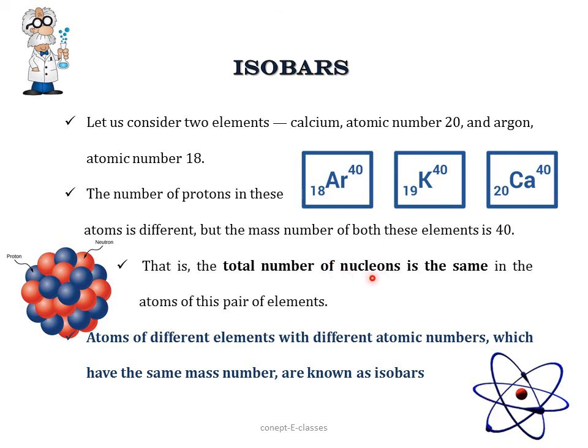What are nucleons? The number of protons plus the number of neutrons is called nucleons. So atoms of different elements with different atomic numbers which have the same mass number are known as isobars. Atoms of different elements with different atomic numbers but the same mass number are called isobars.